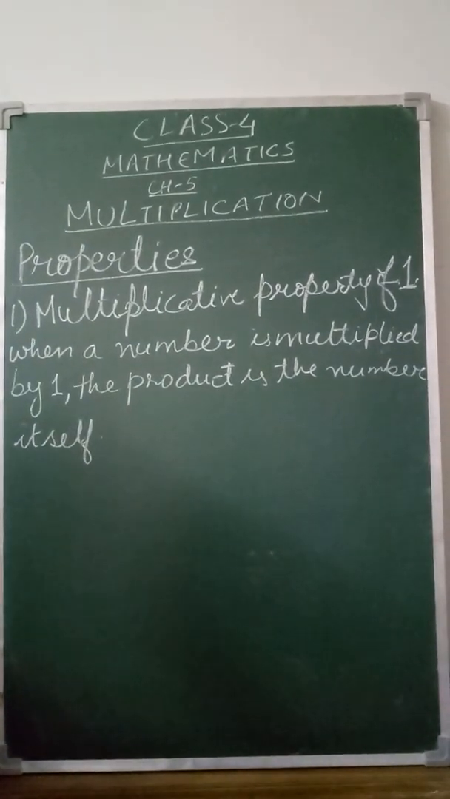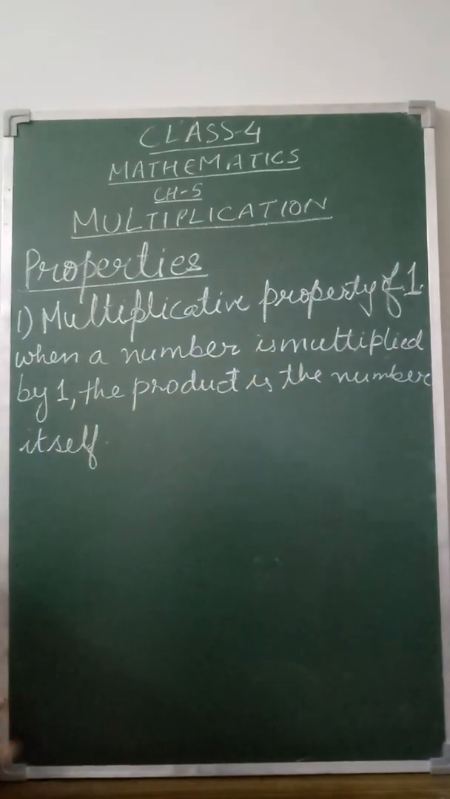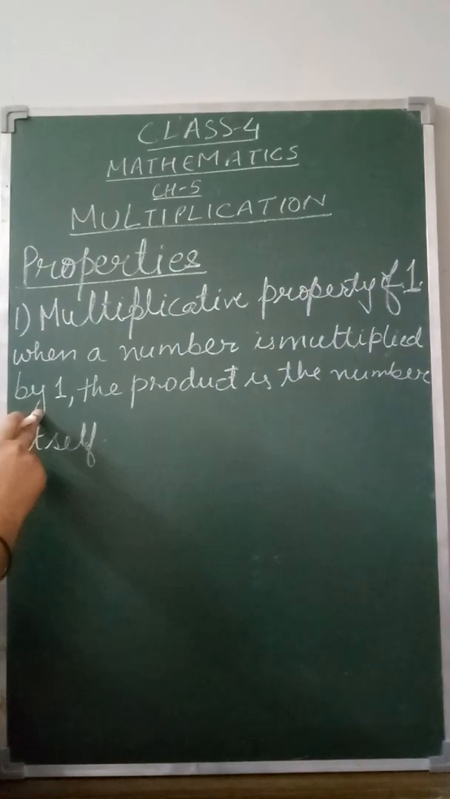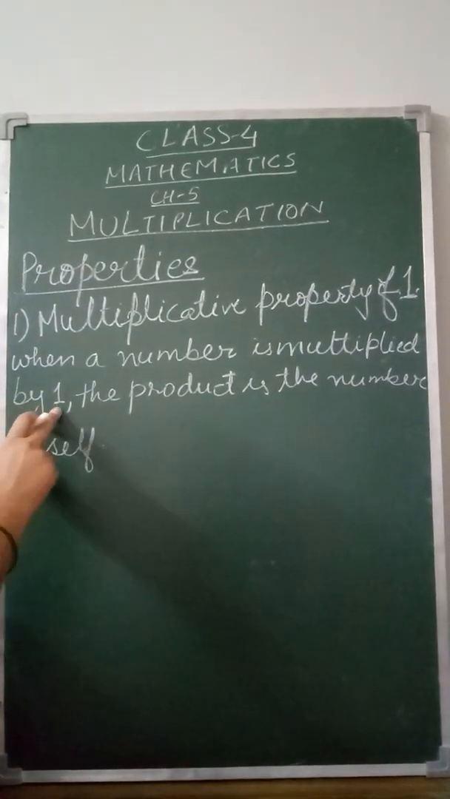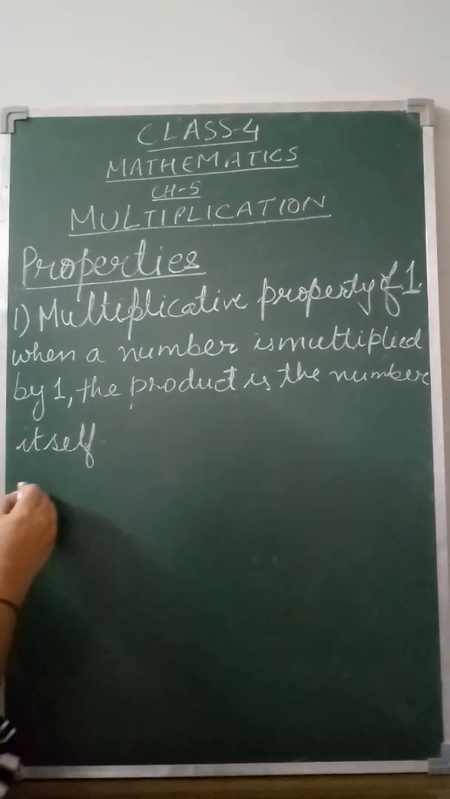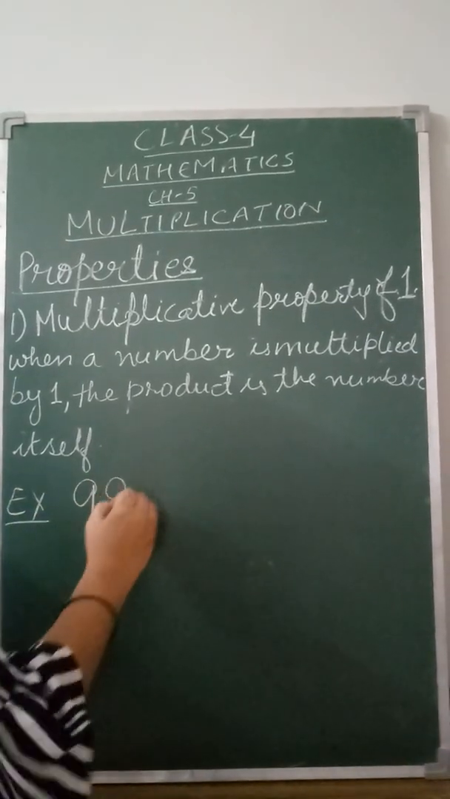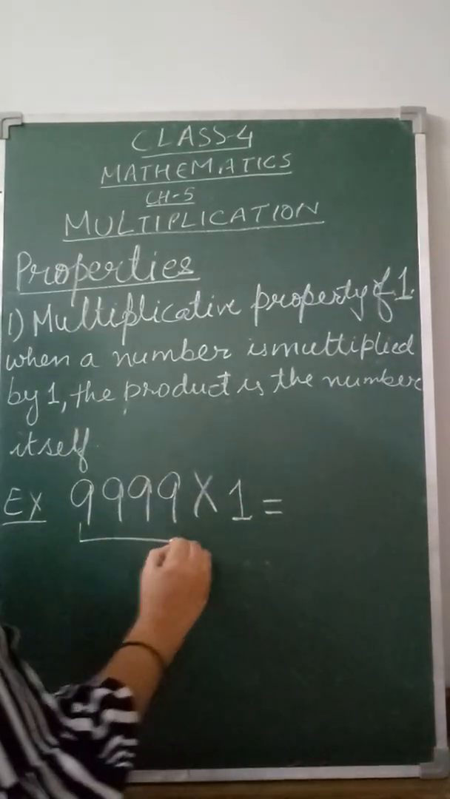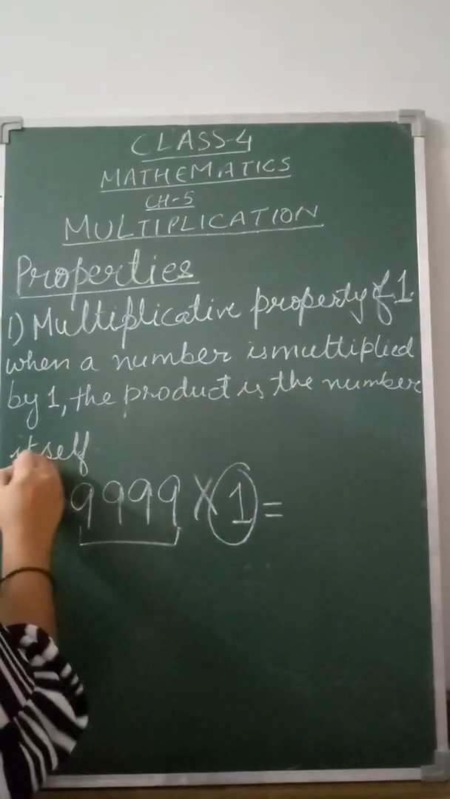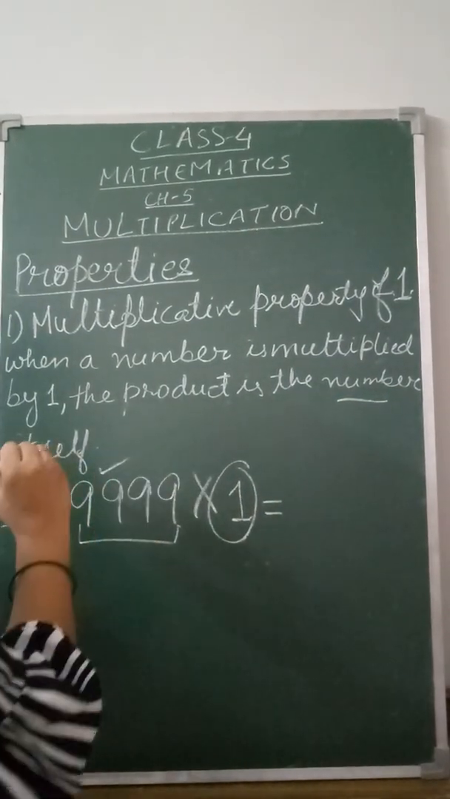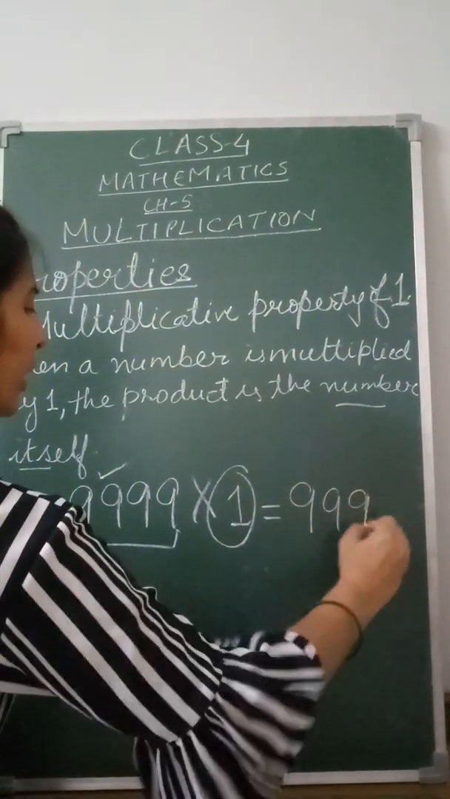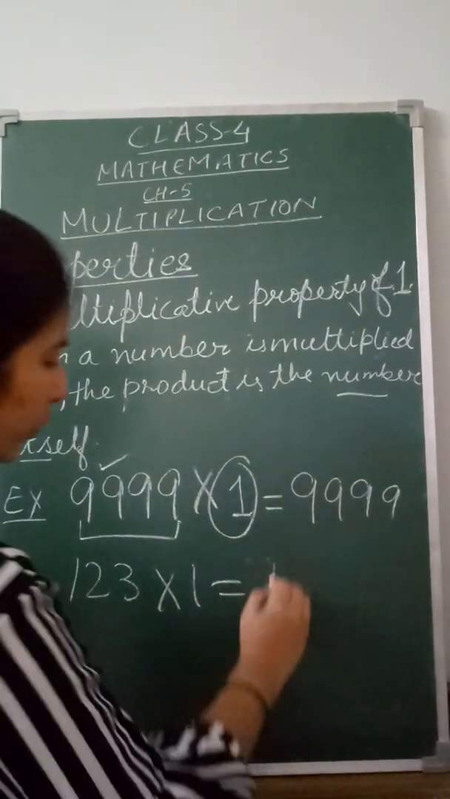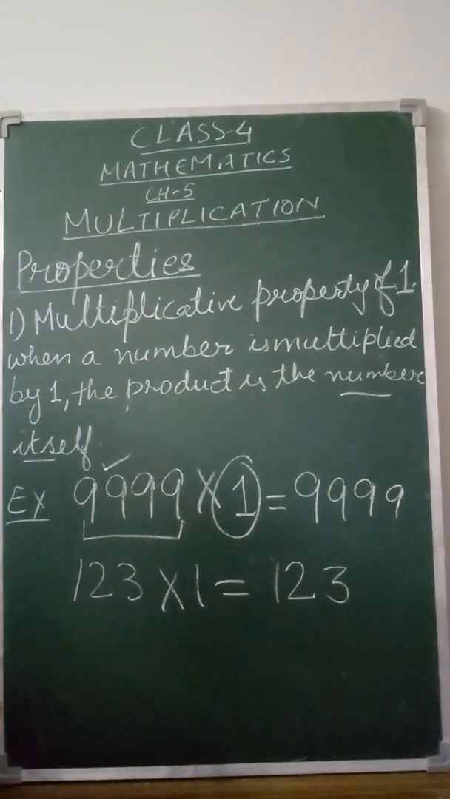The first property of multiplication is the multiplicative property of 1. Multiplicative property of 1 means when any number is multiplied by 1, the product is the number itself. Let's take one example for this. Suppose my number is 9999. This number is multiplied by 1. The answer is the number itself. You can take any example. Suppose my number is 123. The answer is 123, right?